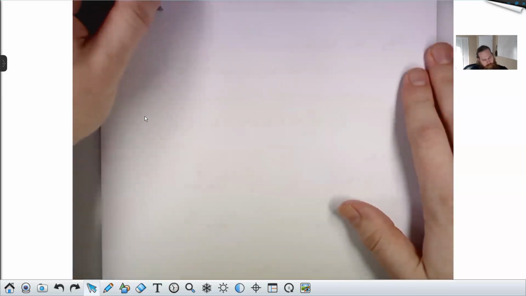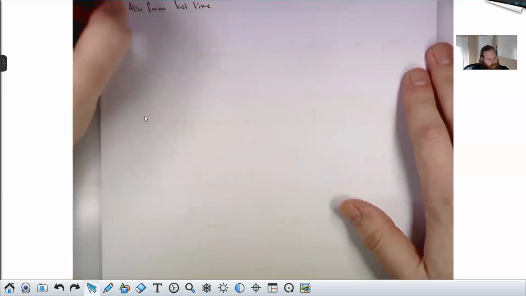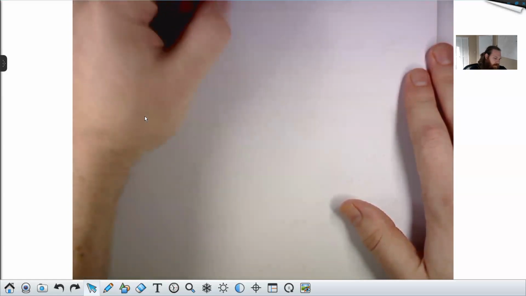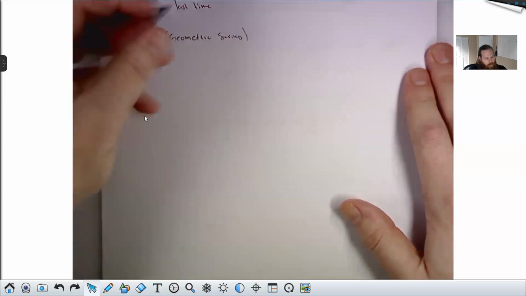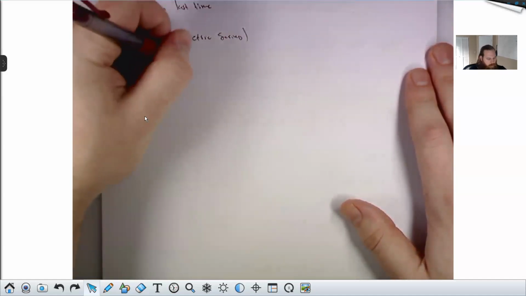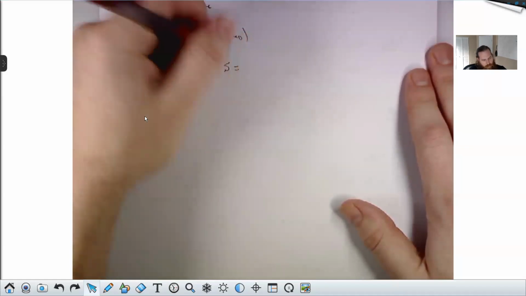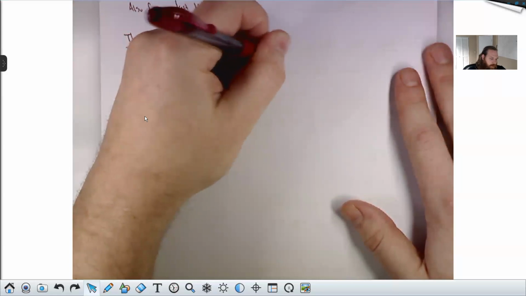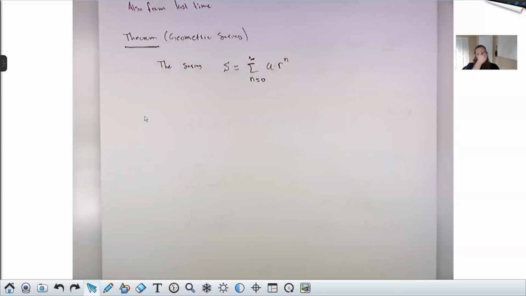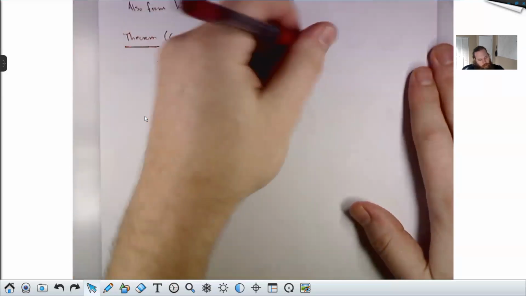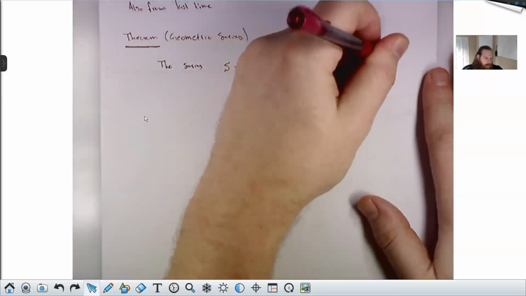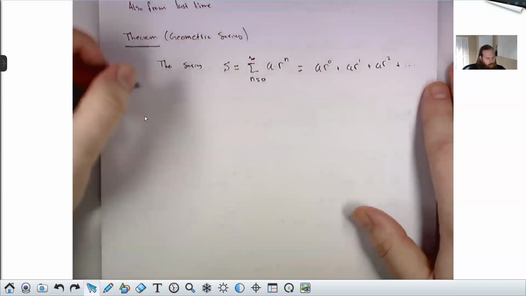So, other important stuff from last time: the theorem on geometric series. This said that the series S equals sigma, n from wherever, but again I'm going to use 0, of some constant a times some other constant r raised to the n. And we could write this out. That sigma notation is shorthand for a times r to the 0, plus a times r to the 1, plus a times r to the 2, and so on forever. It's called geometric.